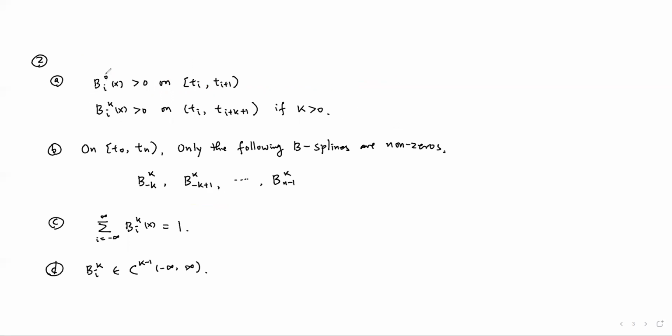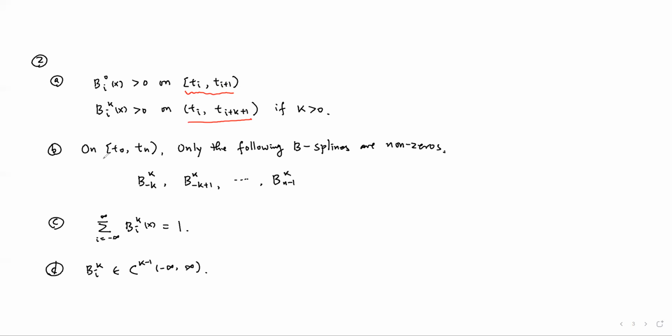First, B_{i,0}, B-spline functions of degree 0. This function is non-zero only over this interval. This interval is called the support of this function, and it is 0 at other points, not in this interval. For B_{i,k}, when k is greater than 0, the support of this function is this interval from t_i to t_{i+k+1}.